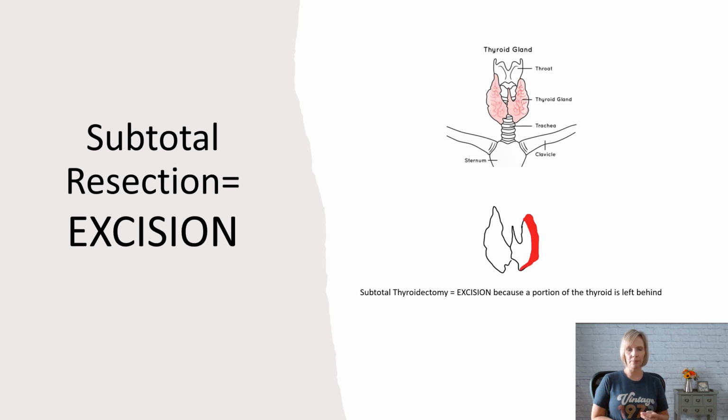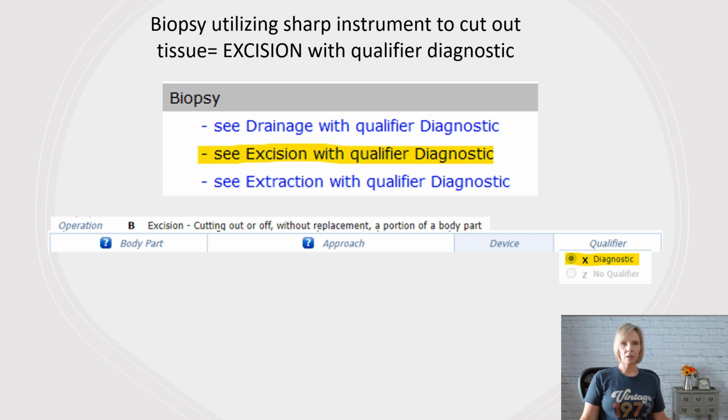was left behind. Biopsy procedures are often coded to the root operation excision. Root operation excision is used when the physician removes tissue using a sharp instrument in order to obtain a sample for testing. To identify excision procedures that have a diagnostic purpose, the qualifier diagnostic is used.